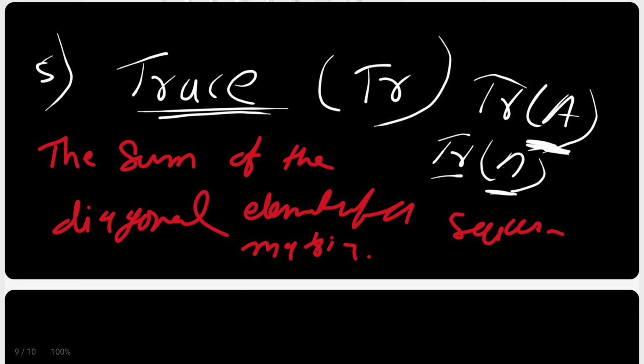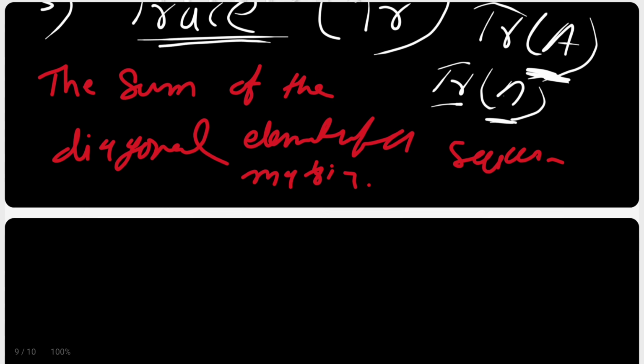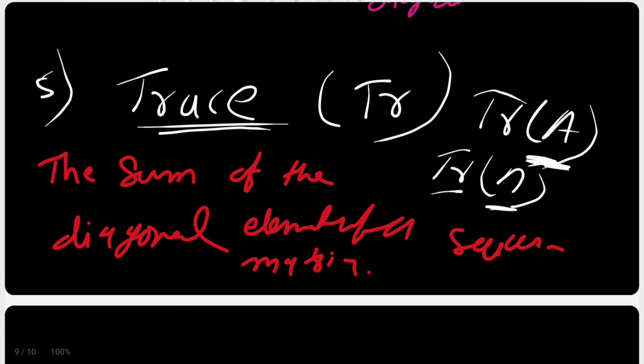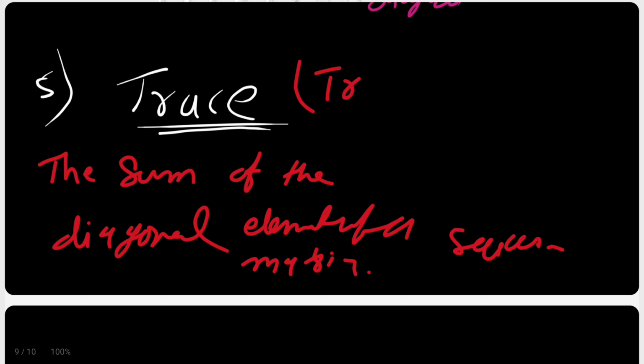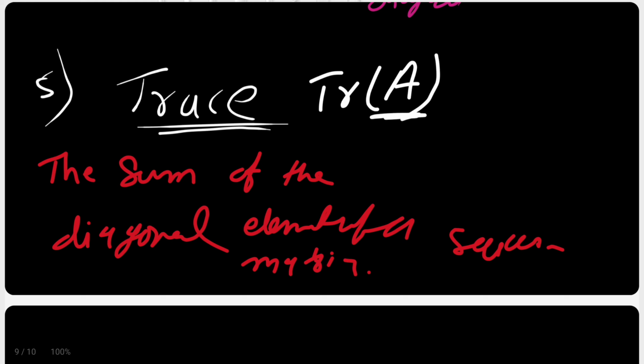Actually trace means that if a square matrix is given, you circle the diagonal and the sum of that diagonal is called the trace. For example, if I give you an example, then you will understand better. If you understand better, then you will write a better answer. And trace is represented by TR. We already explained, and let me explain again here. It is represented by TR.